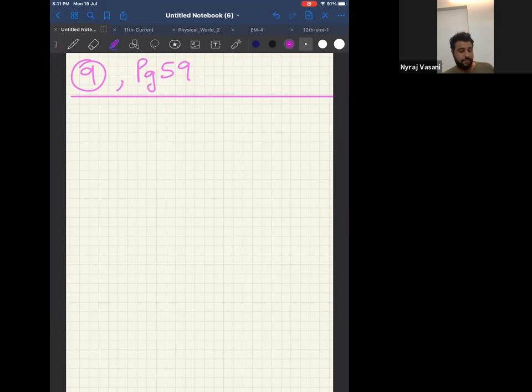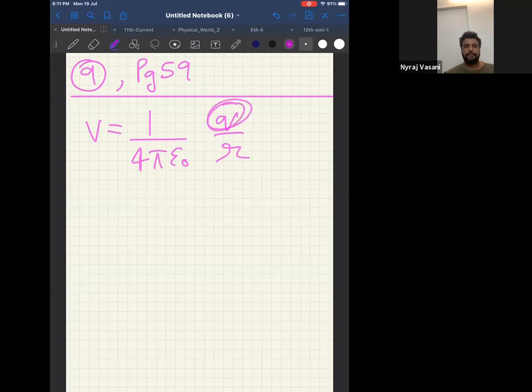Question number 9, page number 59. Equal charges are given to two spheres of different radii. What is the formula for potential actually? It is 1 by 4 pi epsilon naught Q by R, correct? Now they are saying equal charges are given. So charge is same. So who will have more potential?